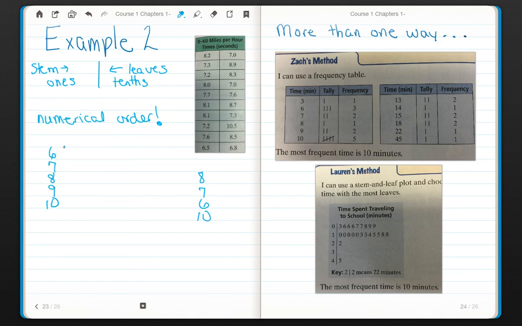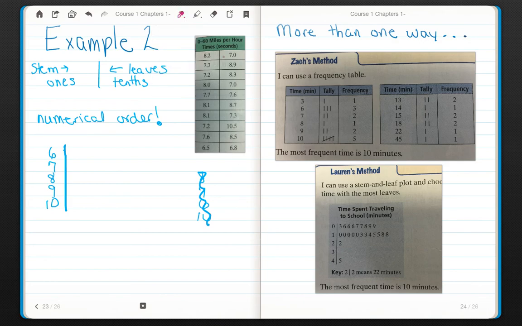Then actually I'm going to make my line nice and thick. Then you're going to draw a nice line separating your stem from your leaves.